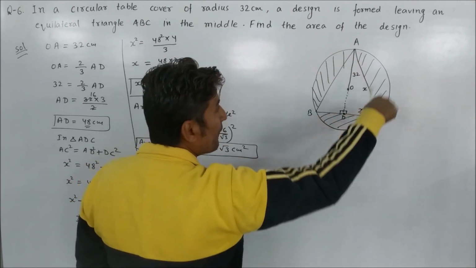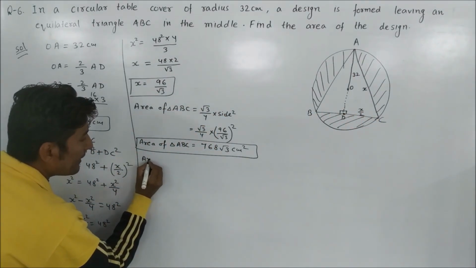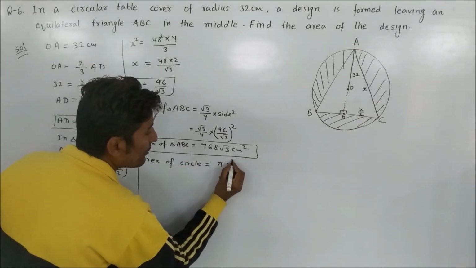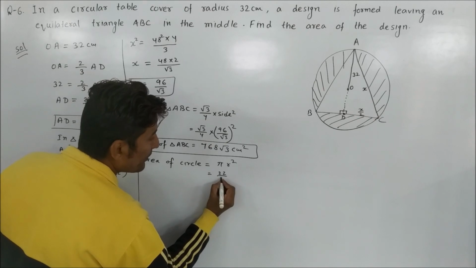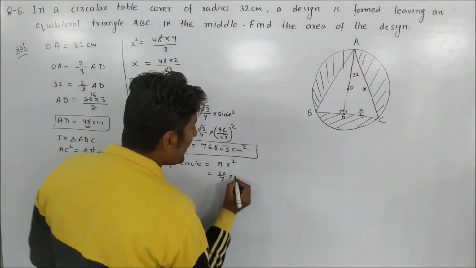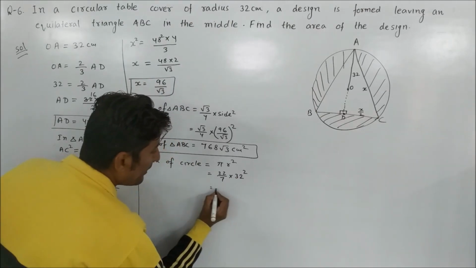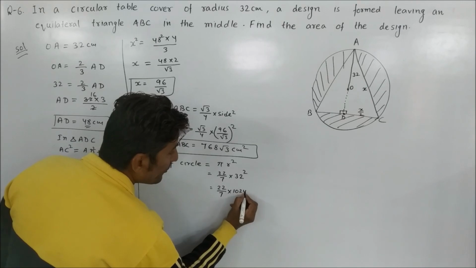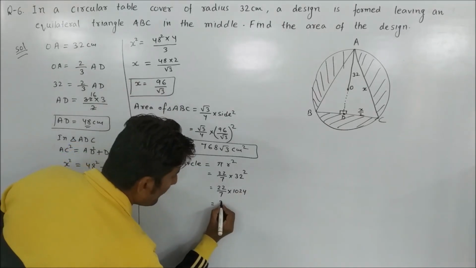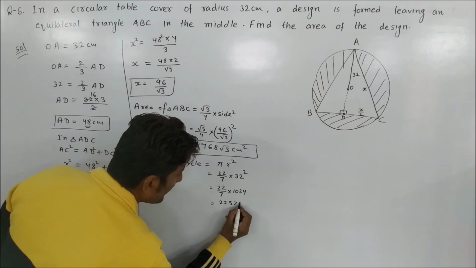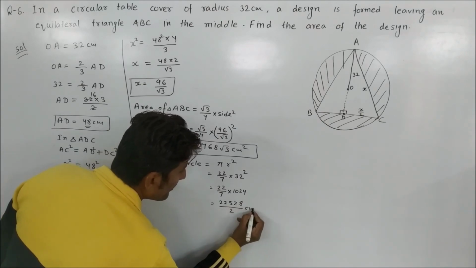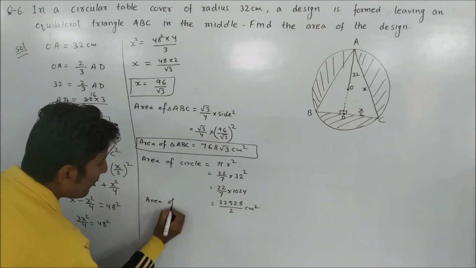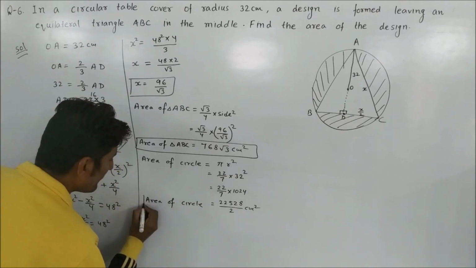After that we will find the area of the circle. Area of circle is equal to pi into radius square. In place of pi we can write 22 upon 7. The radius is given as 32, so we write 22 upon 7 into the square of 32, which is 1024. After solving this, we have 22,528 upon 7 centimeter square. So this is the area of the circle.